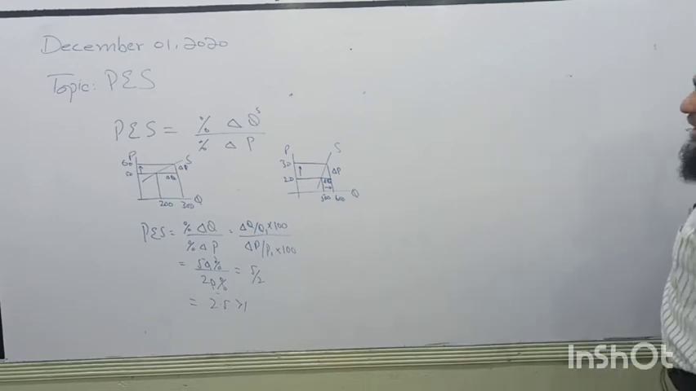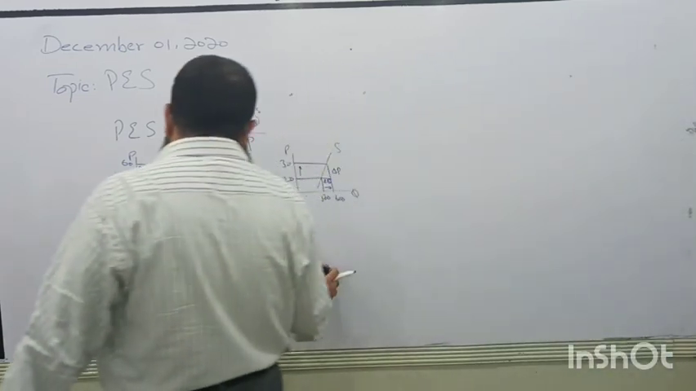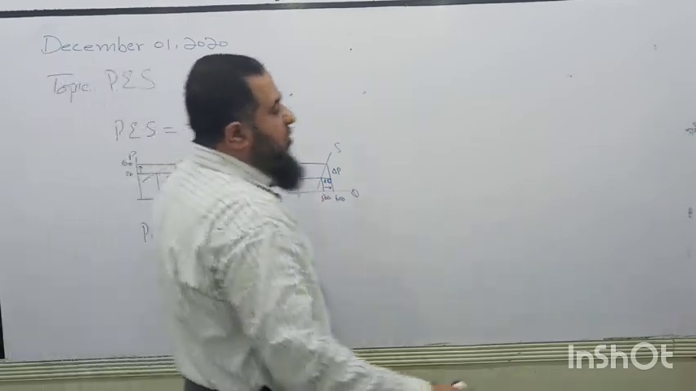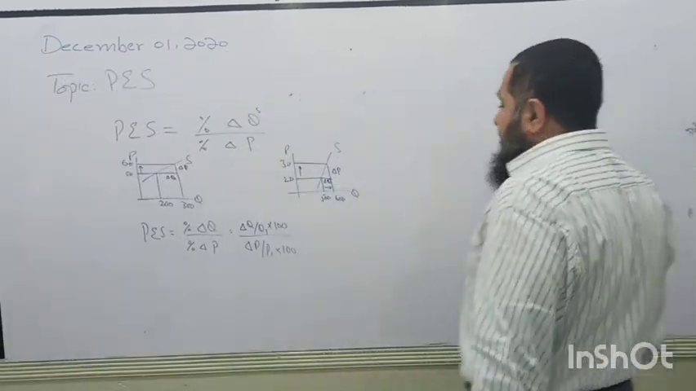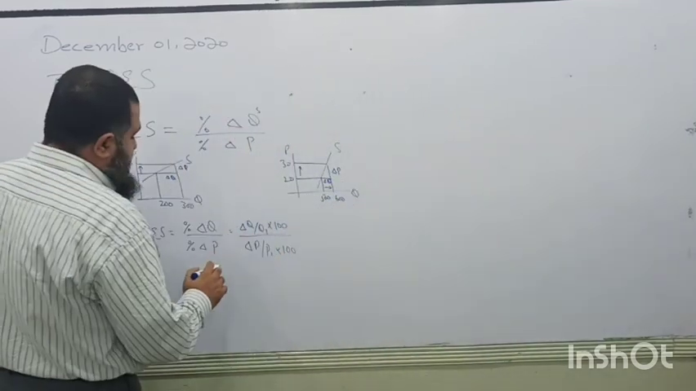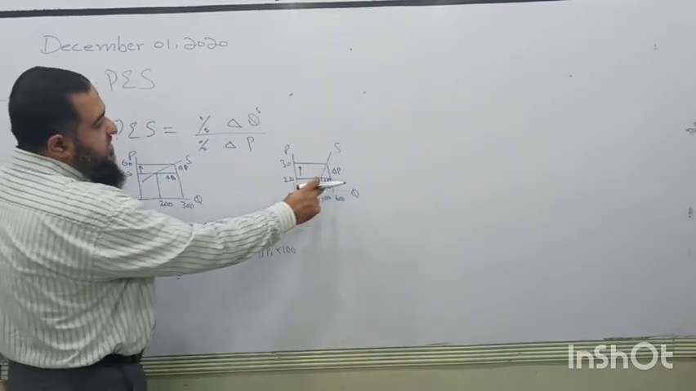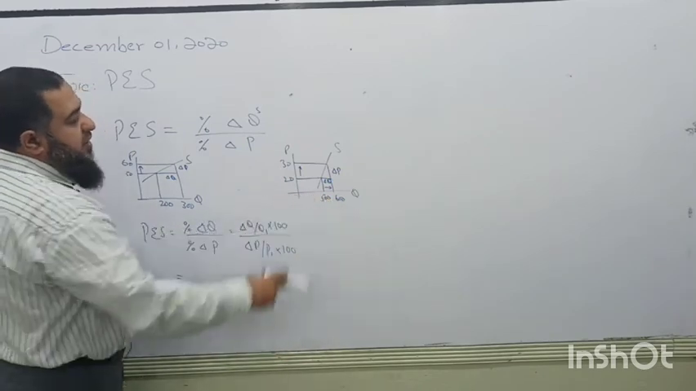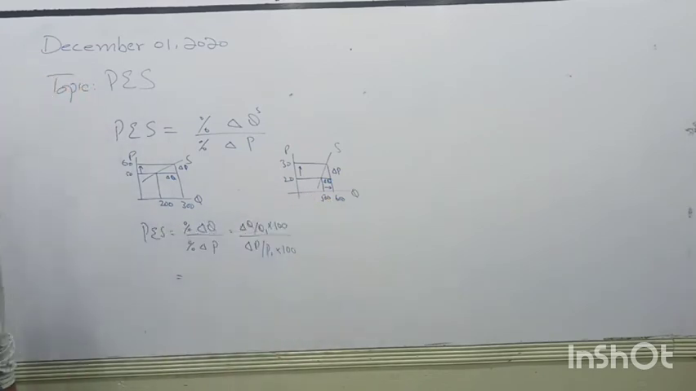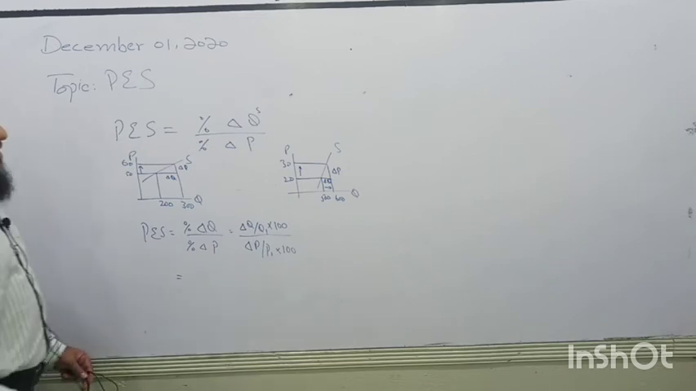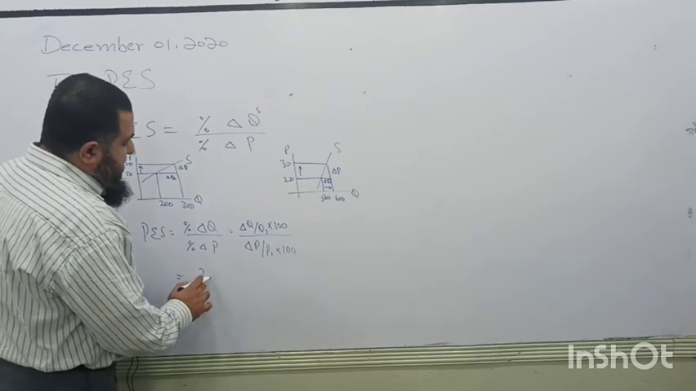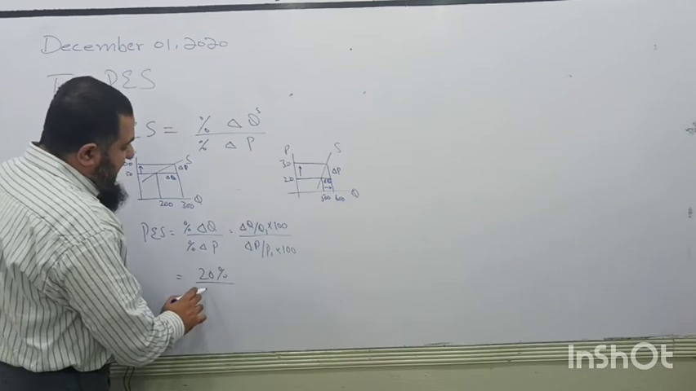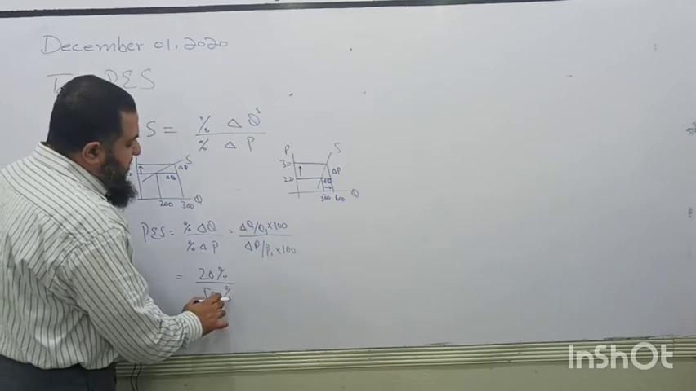Okay, come towards the other diagram and find its price elasticity of supply. If I ask how much is the change in quantity now, it is 20%. The quantity has changed by 20%. You can find 100 over 500 into 100. So here it is a 20% increase in quantity supplied, whereas price has increased by 50%.